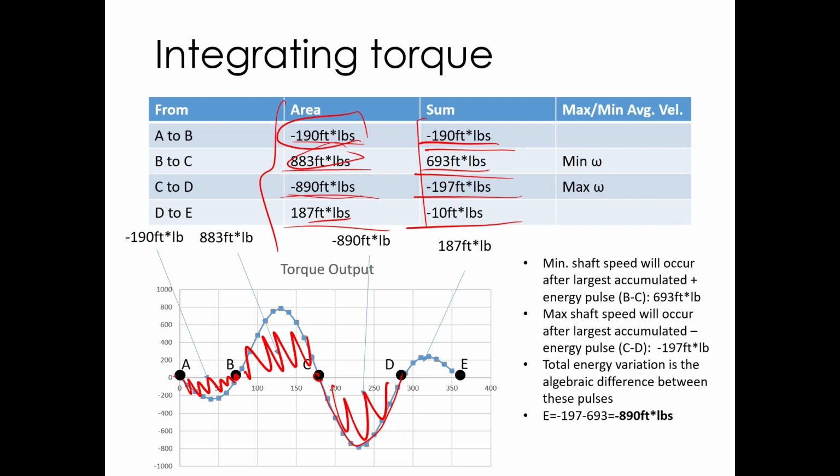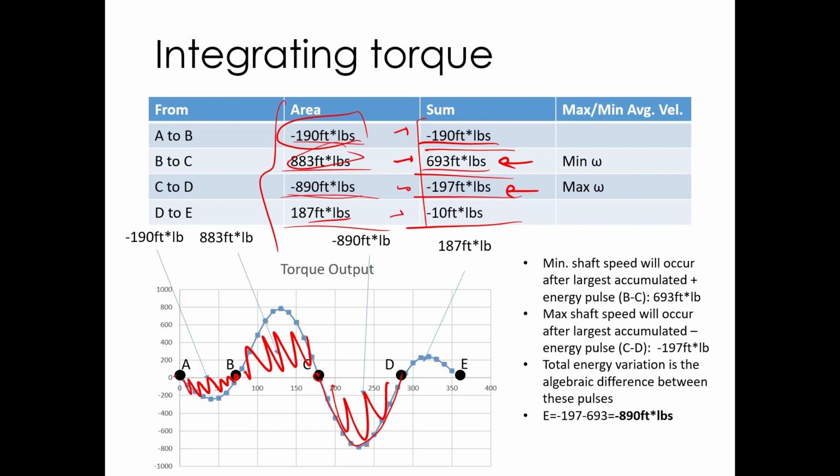So at B, there's negative 190 foot-pounds of energy. At C, there's 693. At D, there's negative 197. Over at E, there's negative 10 foot-pounds. So what we want to find is where it's going to be at its slowest. It's going to be where it's done the most work. Where it's going to be at its fastest is where it's received the most work. So essentially, in the sum column, we're looking at the most positive and the most negative numbers. The most positive will be the minimum speed, the most negative will be the maximum.